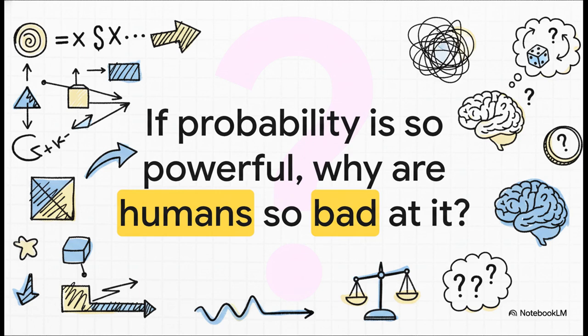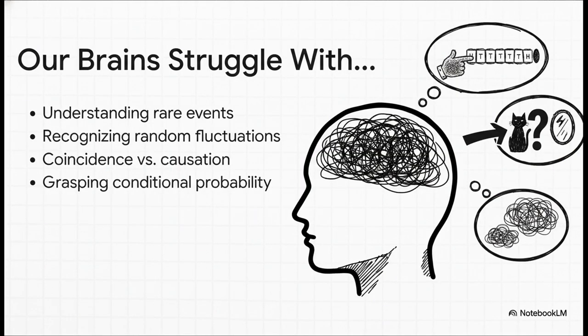But this brings us to one last really fascinating question. If this mathematical system is so logical and so powerful, why are our brains so, well, bad at it? The answer is that our intuition has some serious bugs when it comes to chance. Our brains are hardwired to find patterns, even when we're just looking at random noise. We see a coincidence and we immediately think it's causation. We are terrible at intuitively grasping the real odds of rare events, and we get completely twisted around by conditional probabilities. The simple truth is, our gut feeling is often just mathematically wrong.